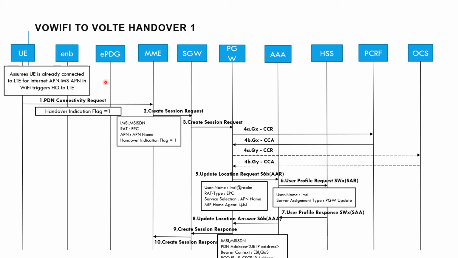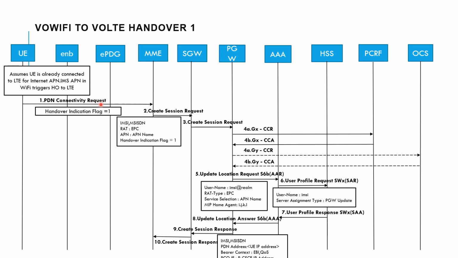And then for the IMS APN WiFi, so for triggering the WiFi handover to the LTE, we have to perform certain process. So we will go through what all that process is. So since the UE is already attached to the VoLTE network through the attach process, but now we have to transfer our call which is flowing through the WoFi to the VoLTE. So for this particular purpose, we have to do a PDN connectivity request with the handover indication flag equal to 1.